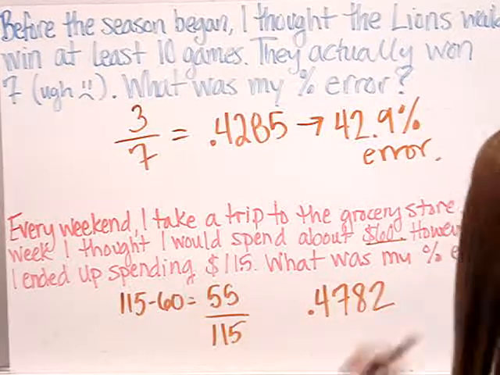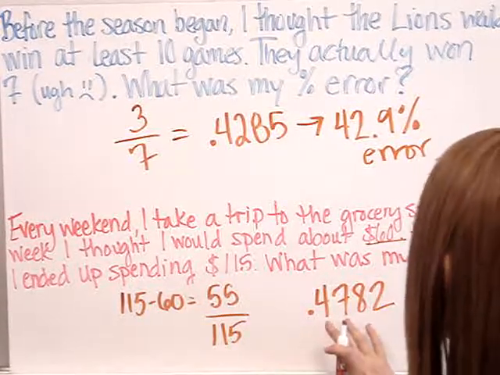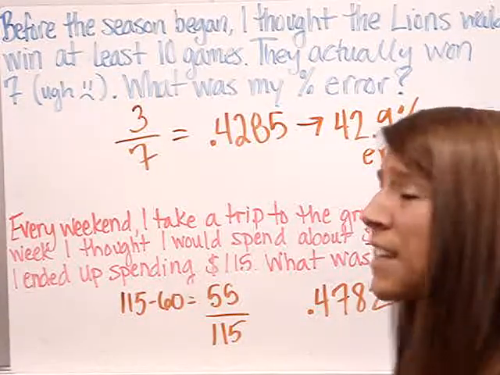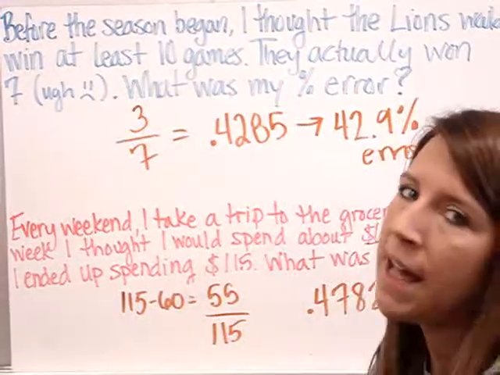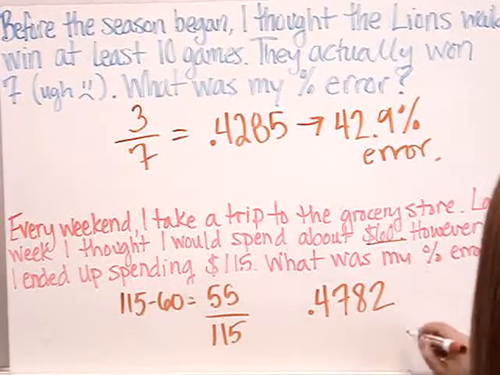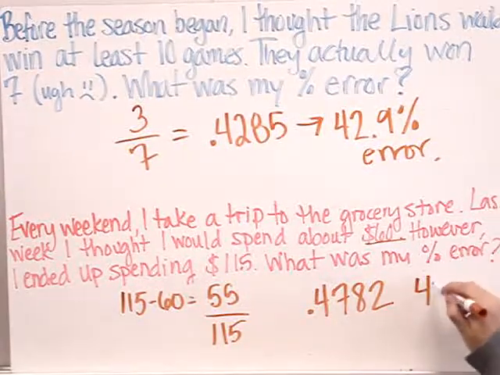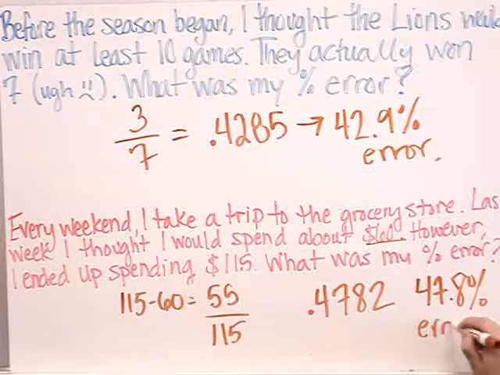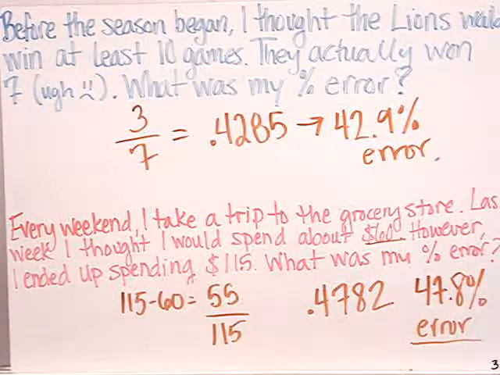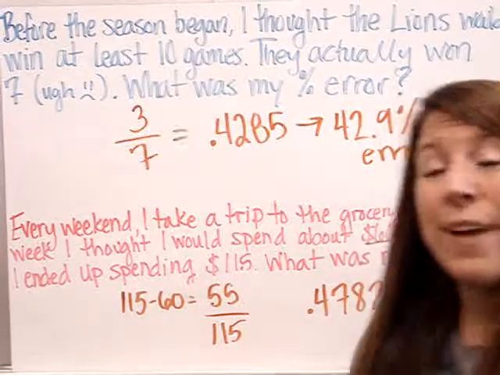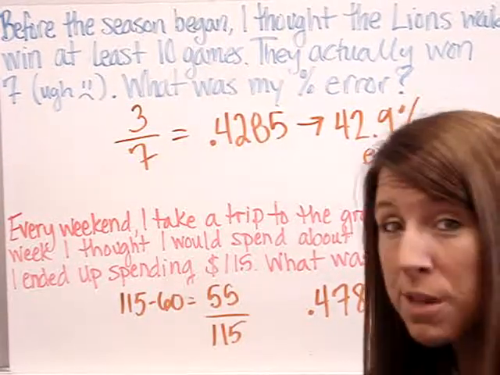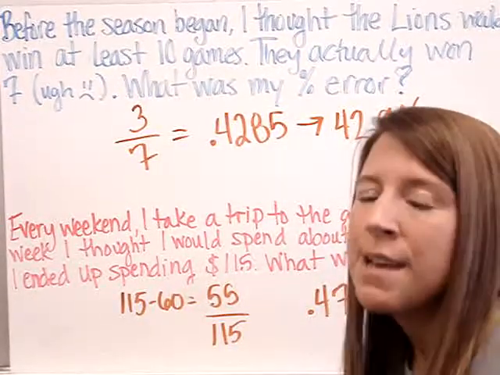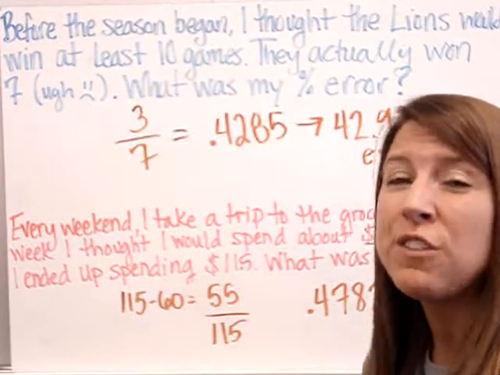0.4782. So 4,782 10,000ths. If I take this and convert it to a percent by multiplying by 100, I will see that I have a percent error of 47.8%. So what this means is that I was off by almost 50%. If I had doubled what I thought I was going to pay, that $60 I assumed is half of what actually happened, being that it would be half of would be 50% of.